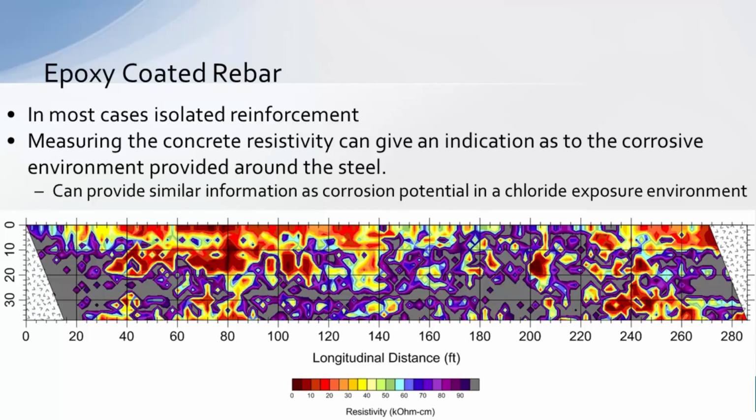Electrical continuity of the steel is extremely important for half-cell potential testing. So what do we do when we have epoxy-coated reinforcement? Well, we can measure the concrete resistivity, and that can give us an indication as to the corrosive environment provided around the steel. So electrical resistivity of the concrete tells us what the corrosive environment of the concrete is.